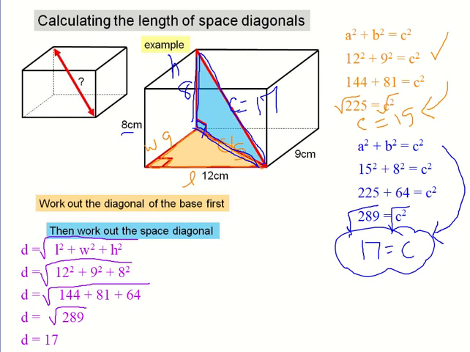So if you note, there's two different ways to get the length of this space diagonal. Both ways gave me an answer of 17, so I just figured out no matter which method I choose to use, the length of this space diagonal is equal to 17.